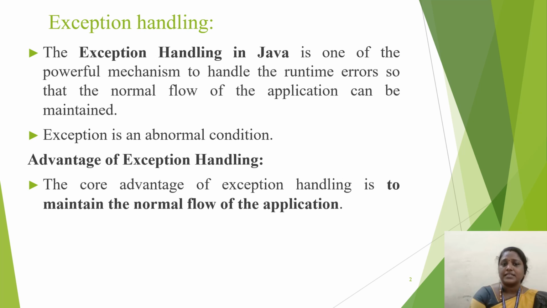When an exception occurs within a method, we can create an object. This object is called the exception object. This object includes information about the name and description of the exception and the state of the program when the exception occurs.